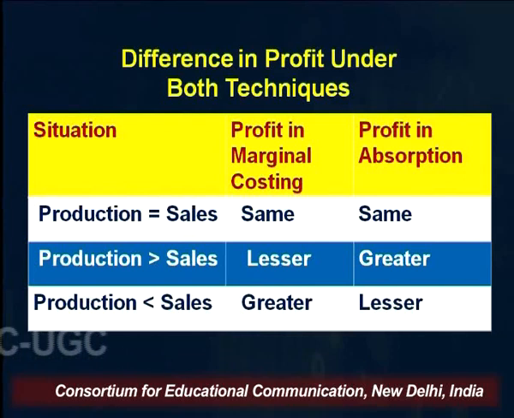So without solving the question, you can identify the direction of your profit: if my production is greater than sales, at least I can say that my answer is correct, provided my profit is higher in case of absorption costing. So suppose you are coming across a situation where your production is greater than sales and your profit in marginal costing comes to be 10,000. Remember, your profit in absorption costing should not be less than 10,000. It has to be greater. It may be 10,500, it may be 10,200, be it 100 rupees, but the difference has to be there.